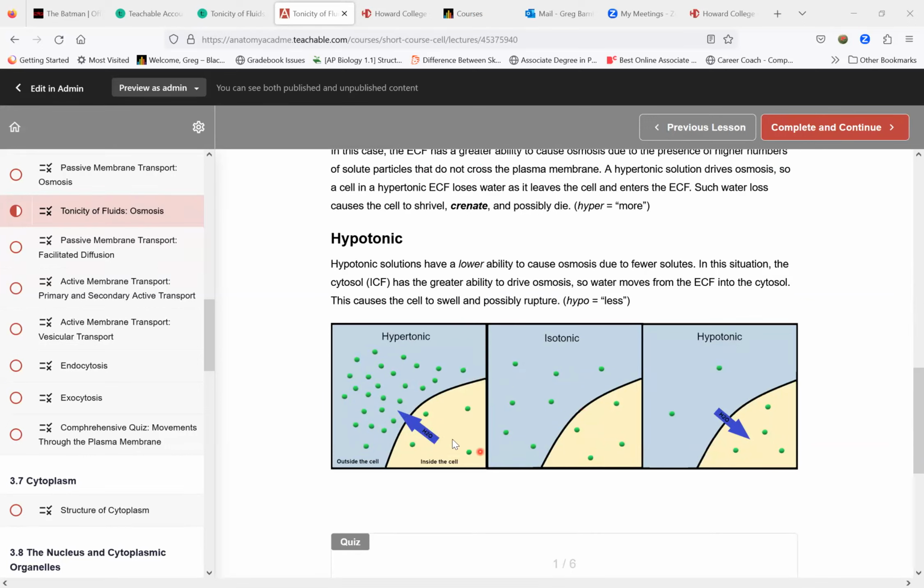Here's hypertonic. It's showing the arrow. Water is leaving cells by osmosis in hypertonic solutions due to the high solute concentration. Here's hypotonic. And you see the arrow is representing water moving into the cell due to the low solute, higher solvent/water concentration compared to the inside of the cell.